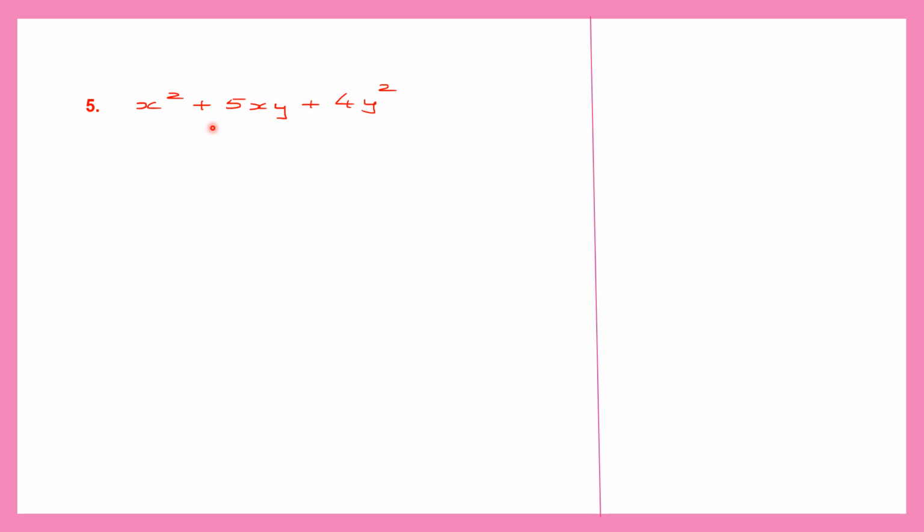Question 5, x square plus 5xy plus 4y square. Okay, so here again, let's multiply the first and the last terms. So x square into 4y square. So this will become 4x square y square. And the middle term is 5xy. So now here we need to think of again two numbers whose product will give us this and whose sum will give us this.